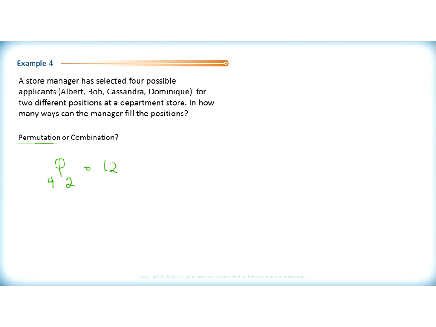The other way to think about it is to think about it this way. Here's position 1. Here's position 2. How many choices does he have for the first position? He can choose any one of those 4 people. Once he chooses a person for position 1, how many choices does he have for position 2? The answer is 3. 4 times 3 is 12. He has 12 possible choices.